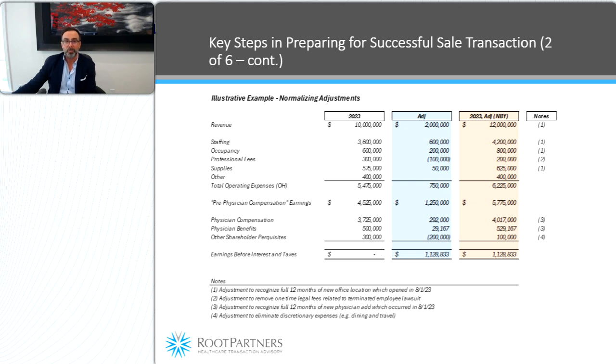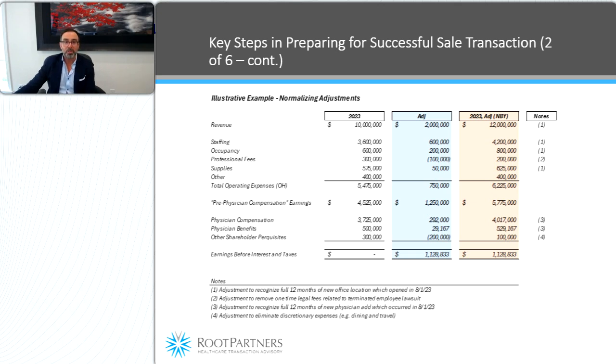And you could see here, that would also include, if you open new offices in this particular example, obviously you're going to have more expense in staffing, more occupancy and supplies. And you also might have needed to add new doctors mid-year, but it's not a full 12 months of expense. So those are the types of things that we would work closely with the seller in identifying.